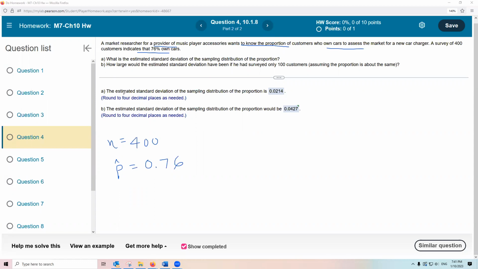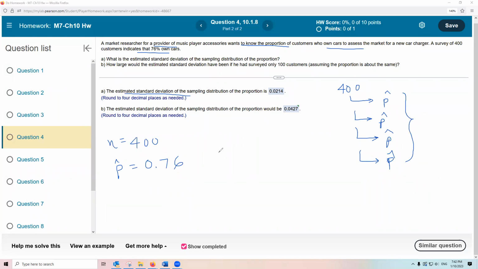Let's go to part A. It says, what is the estimated standard deviation of the sampling distribution of the proportion? So what that means is if you took repeated samples of size 400 and you calculated a sample proportion for many samples, what would the standard deviation of these p hats be? That's what they're asking us here.